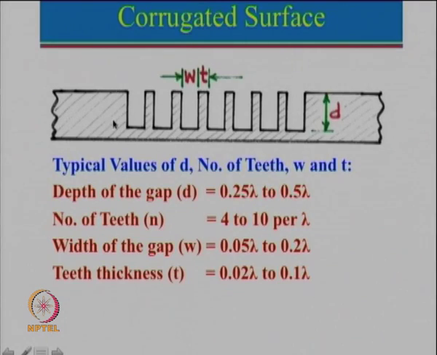Here we have just shown one of the segments. One can see that these are the teeth, which as I mentioned we also call crocodile teeth. The thickness of the teeth is given by T, and the width of the gap is W, and we have written here some general guidelines on what we should do. I will start with the depth of the gap, which is over here. The depth of the gap should vary between 0.25 lambda and 0.5 lambda.